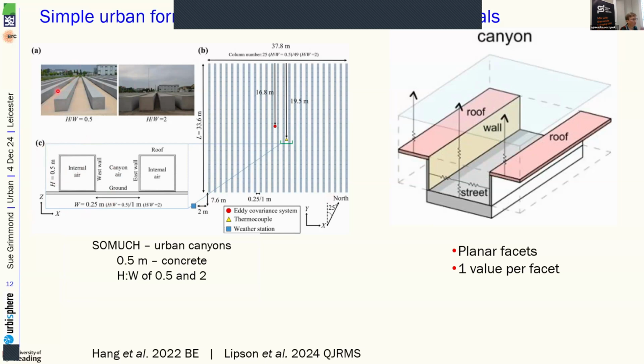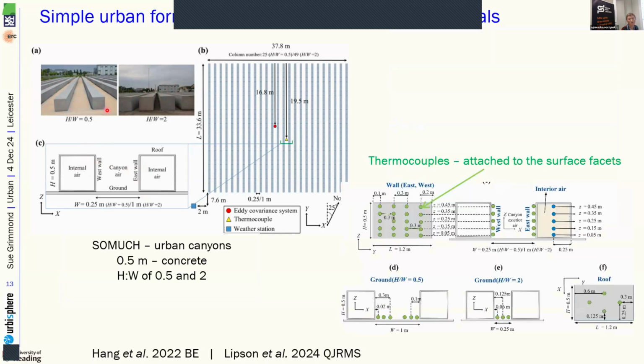This is a physical hardware model. It's in China, and these are 34 meters across. In the first case, the edges are 0.5 meters by 0.5 meters, and they're separated by 1 meter. So this is a height to width ratio of 0.5, and then the second case is a height to width ratio of 2. So basically what they've done is put another canyon in there, and we'll just have a look now at what the implications of that are.